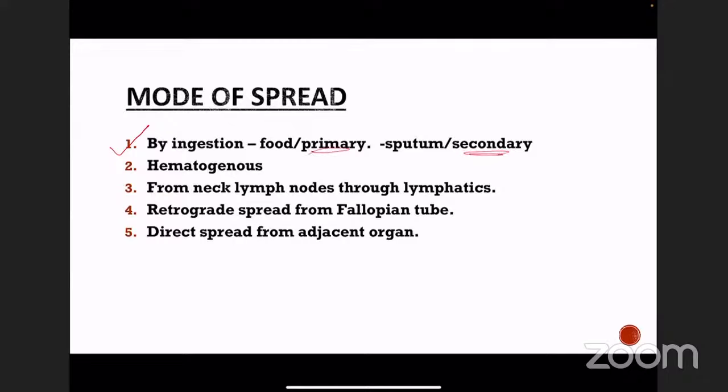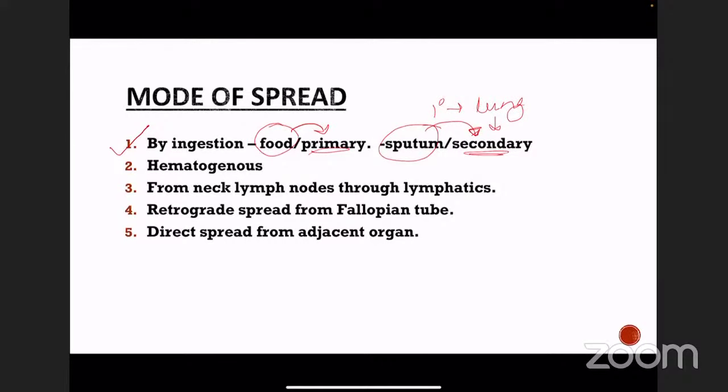If I am eating something which is contaminated with M. tuberculosis, it will go directly to my stomach, my intestine. So I'll get a direct infection. So this food can give me a primary infection, the direct infection. Now, think if I have pulmonary tuberculosis, I have sputum which is laden with M. tuberculosis, but I'm not spitting it out, I'm ingesting it. I'm taking it into my stomach. At that time, this sputum will bring its infection to my bowel, my intestine, my abdomen. So it is a secondary infection, as I already have the primary in my lungs. So from the lungs, it goes to my abdomen. So by ingestion, it can be a primary or a secondary infection.